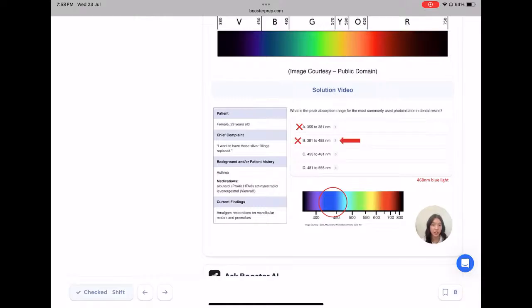If we take a look at the answer B, this is also incorrect because it reads 381 to 455 nanometers. D is also incorrect as it reads 481 to 555 nanometers, and this is above the ideal range that we're looking for. And this leaves us with our correct answer, which is C, and it reads 455 to 481 nanometers, and we can see here that this range of blue light matches up with answer C, and the activation of camphorquinone, which requires 468 nanometers, also falls within this range.